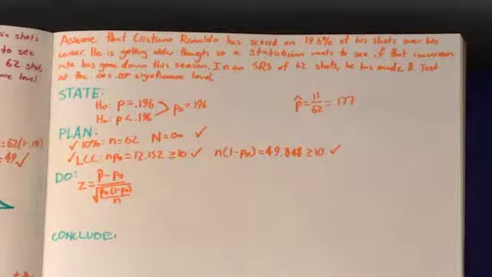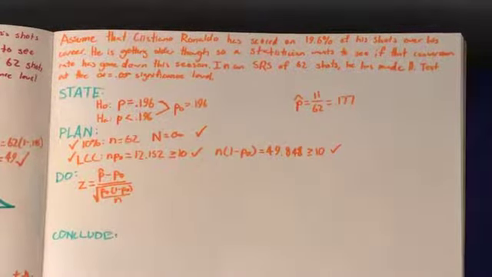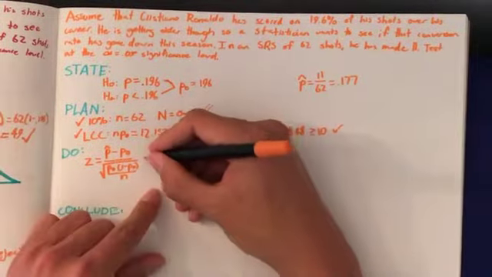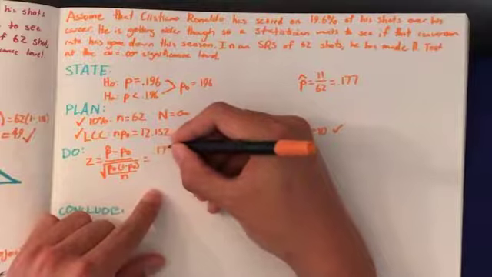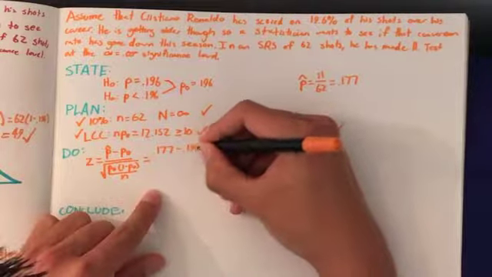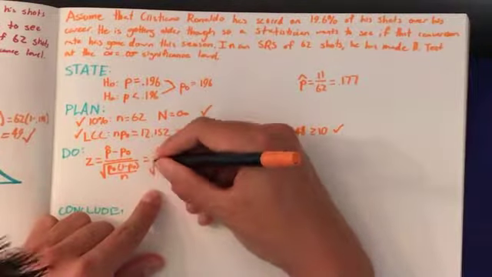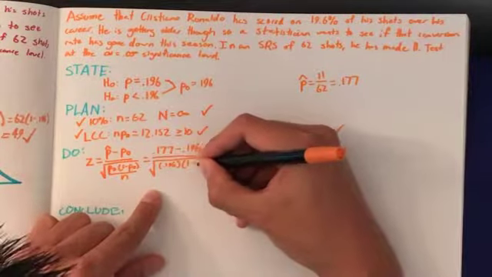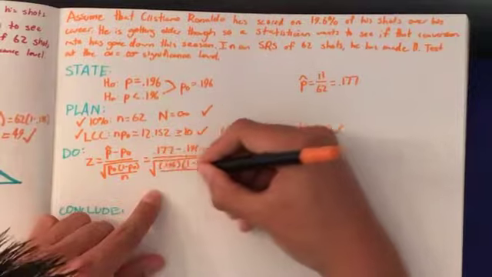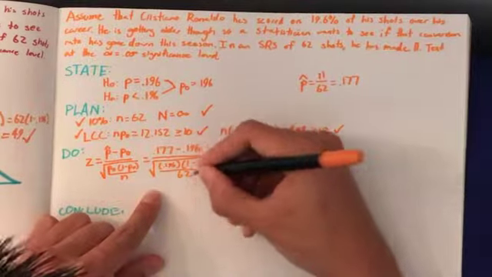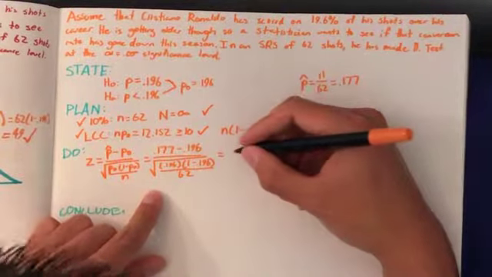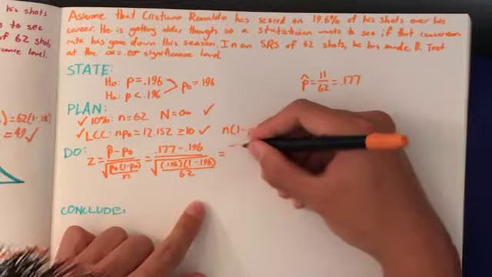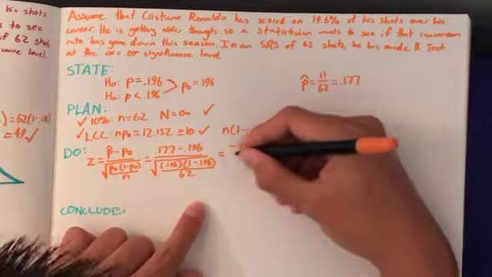So now that we have all three of those variables, we are able to plug everything in and calculate what our test statistic actually is. So we have 0.177 minus 0.196 over the square root of 0.196 times 1 minus 0.196, and all that is over 62. You can simplify the top and the bottom. Don't mess up on a calculator error, hopefully. And we get negative 0.019 here.